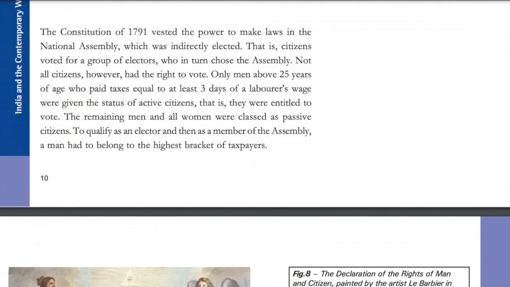Only men above 25 years old who paid taxes equal to 3 days of a laborer's wage were given the status of active citizens. To qualify as an elector and then as a member of the assembly, a man had to belong to the highest bracket of taxpayers. So women were also not given the right to vote at that time.